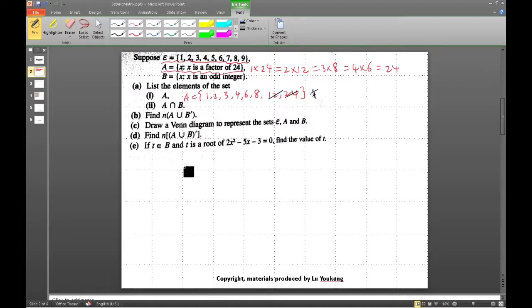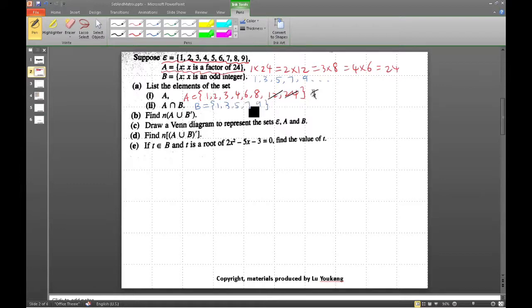So now let's take a look at part A, part 2. A and B. So in order to do that, we have to find out the elements in B. So it says x is an odd integer. Therefore, we have 1, 3, 5, 7, 9, and we should stop at 9 because the universal set says the number is only from 1 to 9. Therefore, I have B found. So B equals 1, 3, 5, 7, and 9.